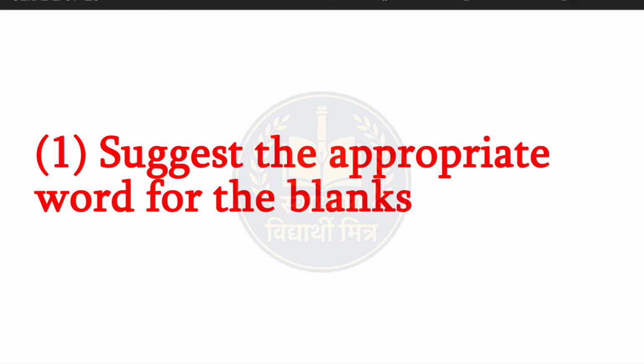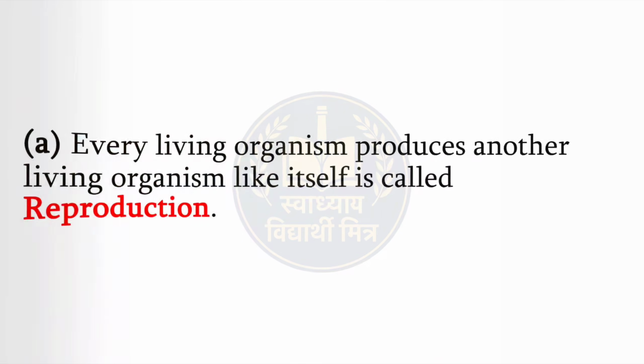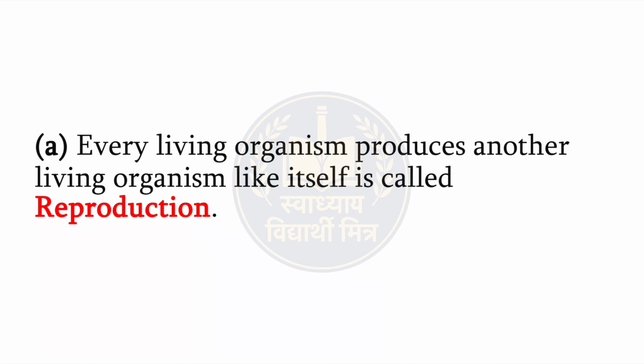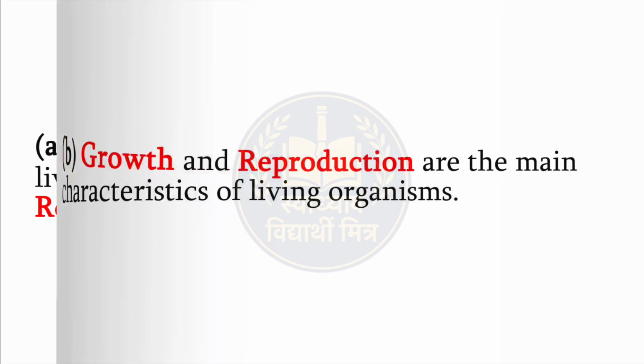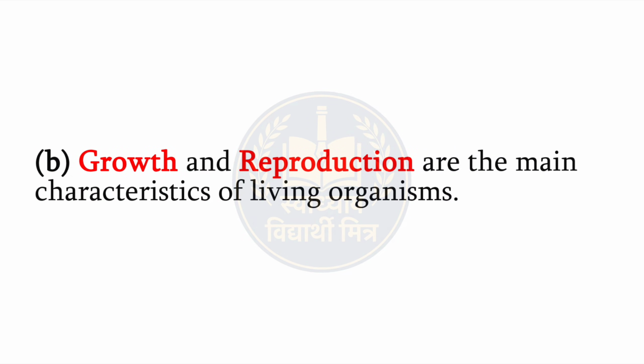The first question is, suggest the appropriate word for the blanks. A. Every living organism produces another living organism like itself is called reproduction. B. Dash dash and dash dash are the main characteristics of living organisms.